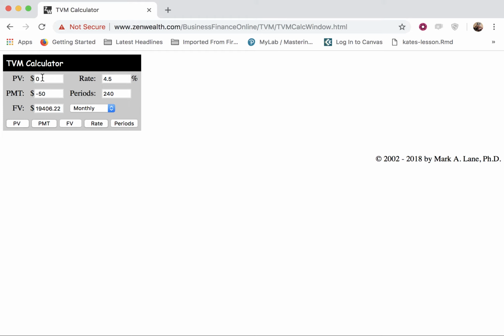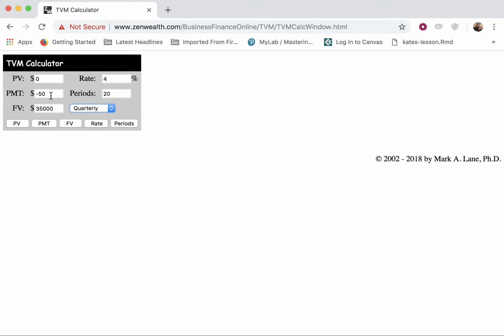So again, present value is 0. Usually it's 0. Payment's what we want to find. Future value is $35,000, and that's going to be money coming to you, so it is positive $35,000. My interest rate was 4%. And my periods were 5 times 4, because we have 5 years and 4 payments per year, which is 20. And we are doing this quarterly, so change this to quarterly using the little pull down.